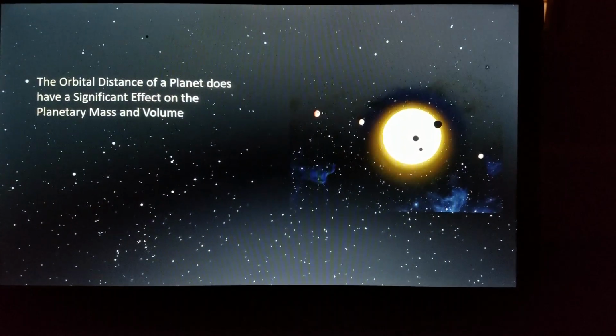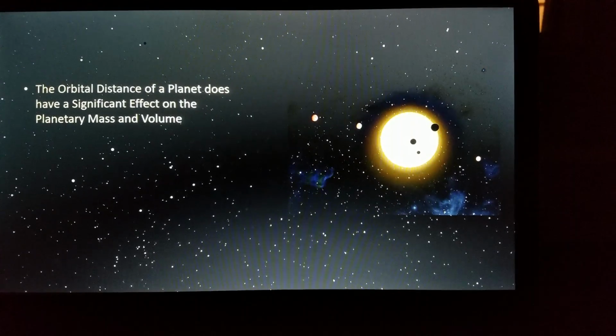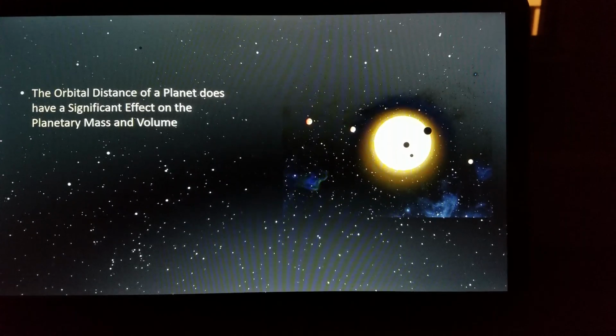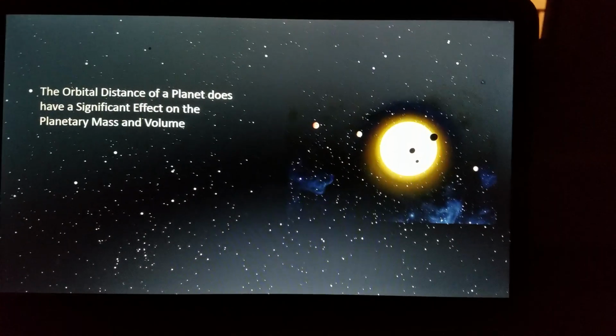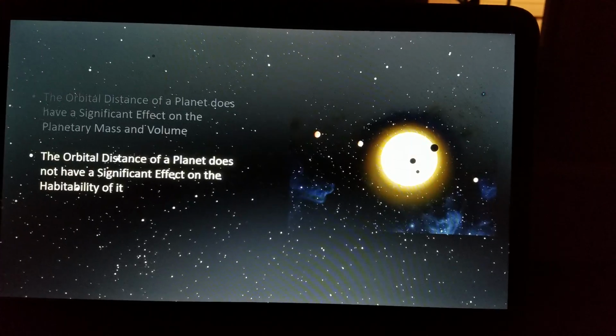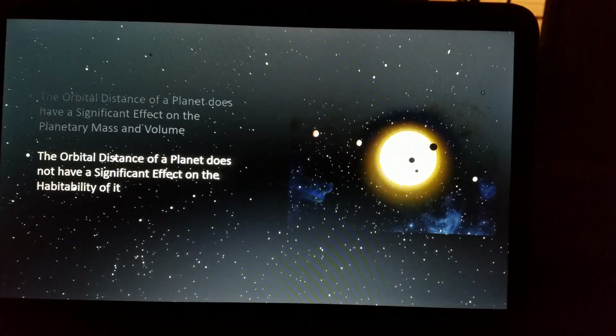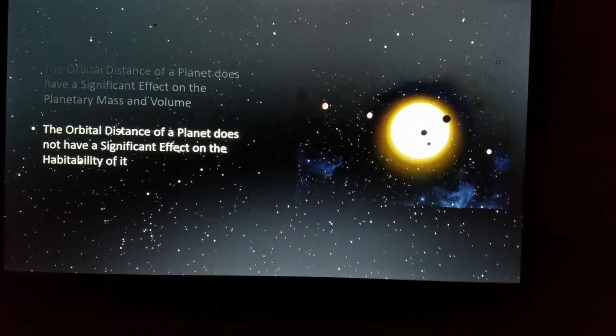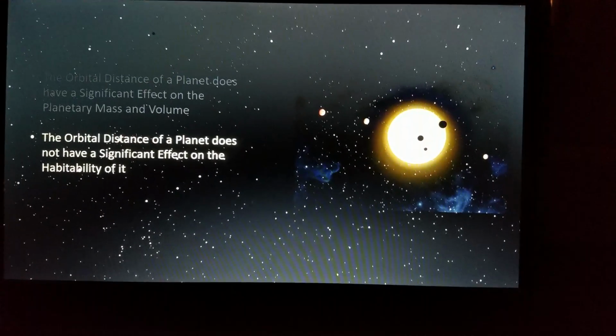So in summary of the results, the orbital distance of a planet does have a significant effect on the planetary mass and volume. So for these hypotheses, I reject my null hypothesis. However, with the habitability, the orbital distance of the planet does not have a significant effect on it, and I fail to reject my null hypothesis for this.